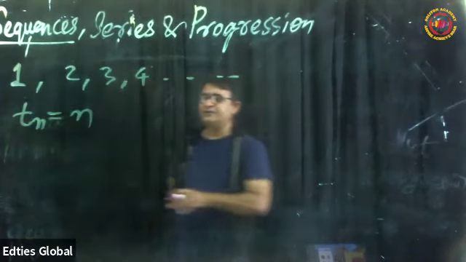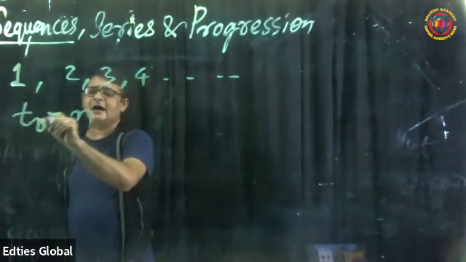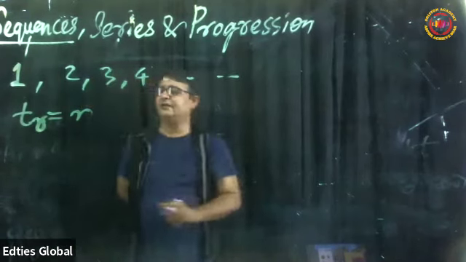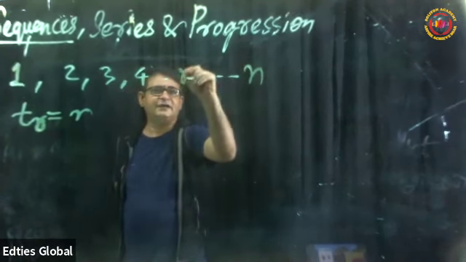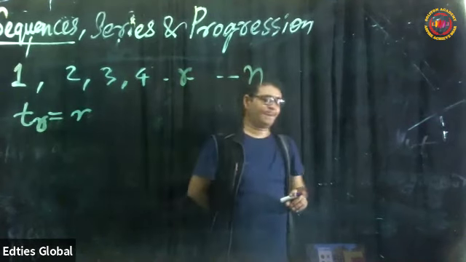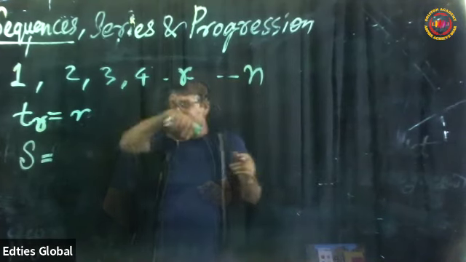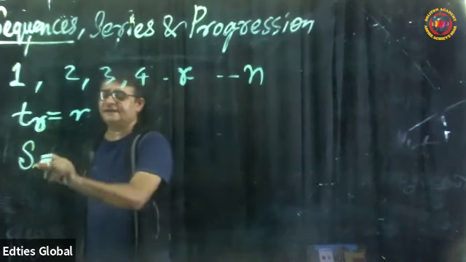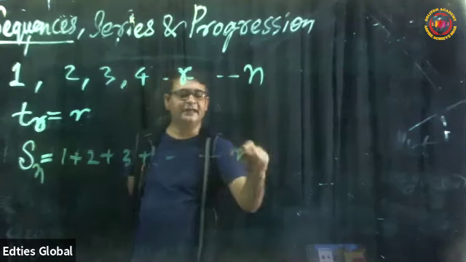So there is something called the nth term, or sometimes it is written as the rth term. We take the rth term, some term between 1 and n. If you want to define a term, say the rth term, you'll say the rth term is like this. Do you know this kind of series? Suppose its sum is Sn, which is 1 plus 2 plus 3, going on till n.